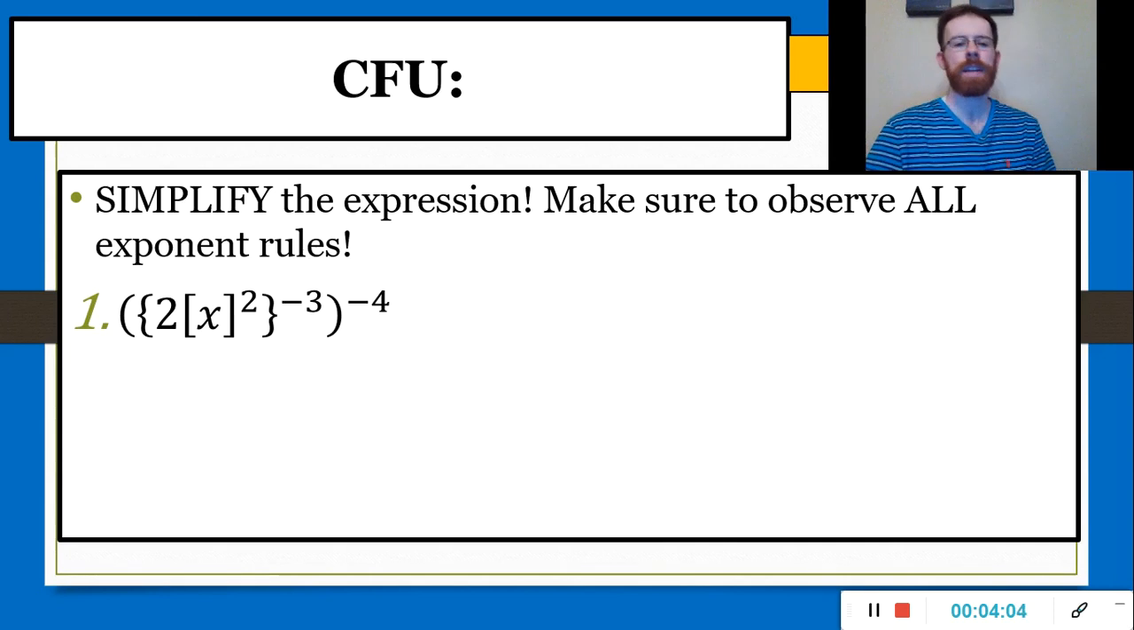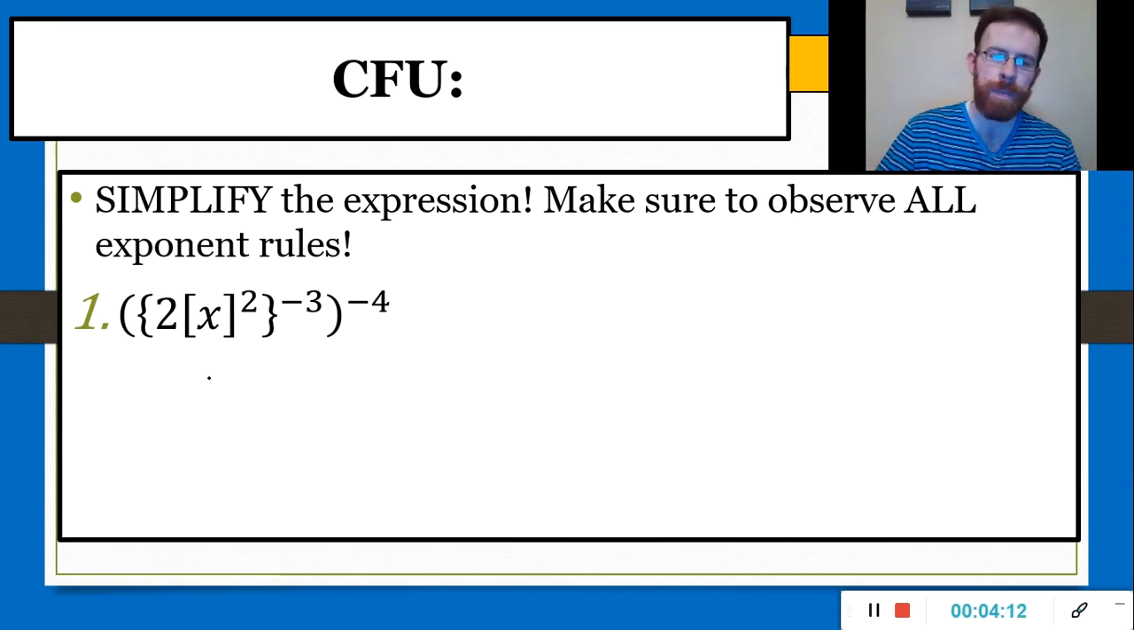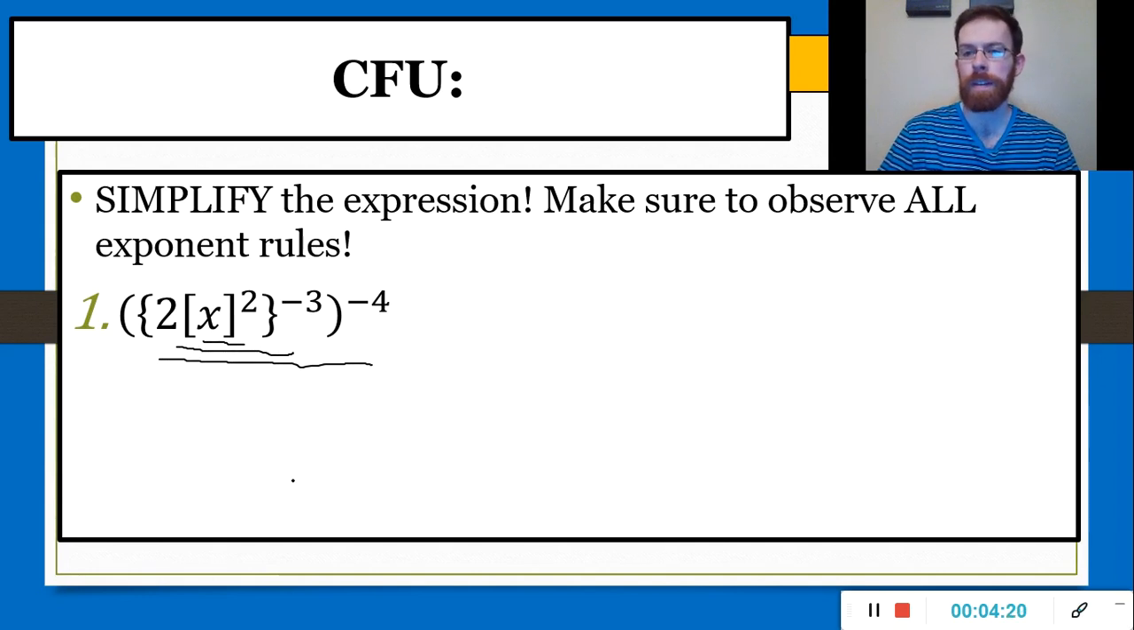But check for understanding. Now, ladies and gentlemen, this one looks super complicated, but take it step by step. Pause the video, try to simplify this expression. You've got 1 power, 2 power, and then third power that you have to deal with. So once again, pause the video, take 5 seconds, work on it on your own.